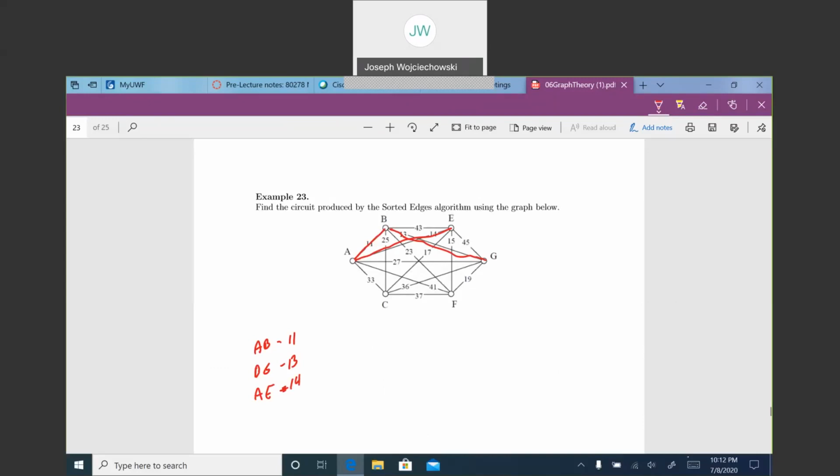Okay, looks like I have a 15 here, E to F. So I can't go to A. Okay, that was 15. Here's a 17, but that goes to E, so I can't use it. Okay, here's a 19. I can do that. No, I can't do that. That gives me a circuit.